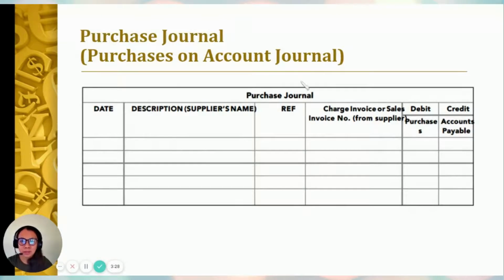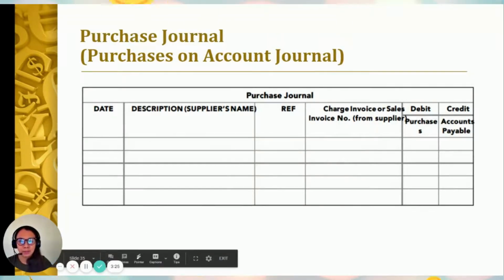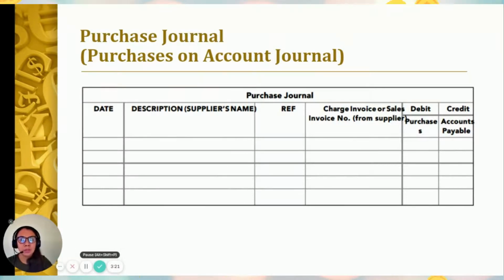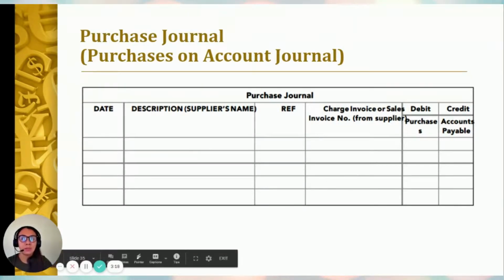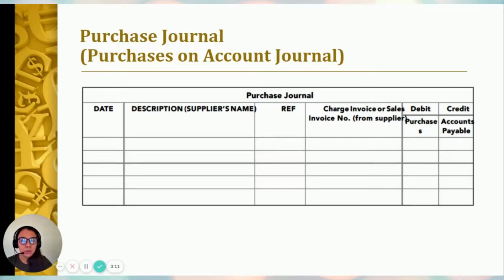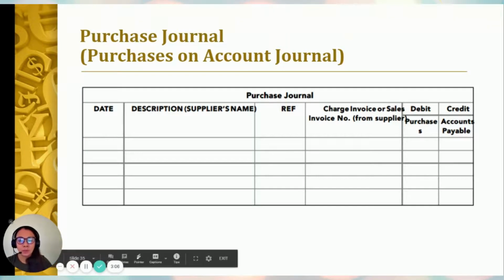The next special journal is the purchase journal. Purchase journal is the journal that we use to record purchases on account. That means we bought inventory, but we haven't paid for it yet. So that means that we purchased those items on account or on credit. You'd see the first column is for the date. So this is where you record the date of the transaction. The next column is description. So you can write the supplier's name.